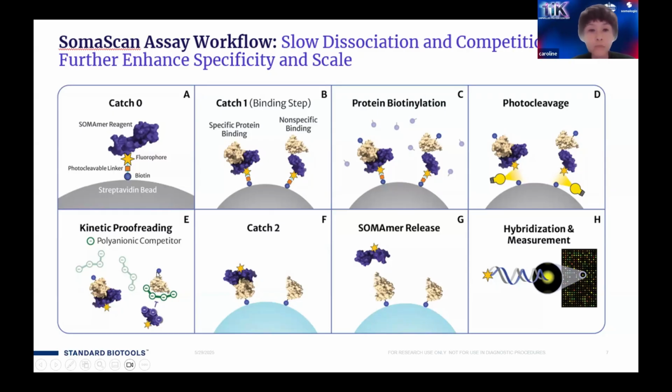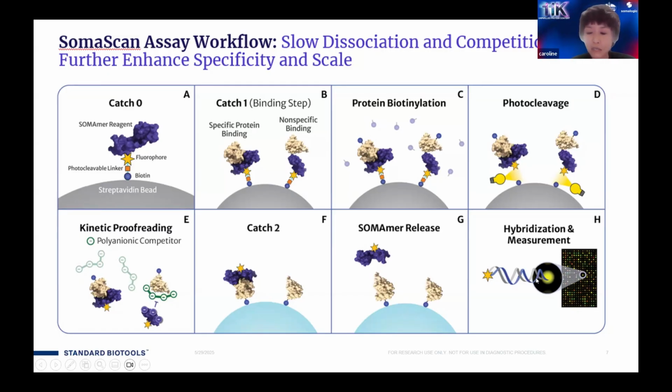and they get washed off during the workflow. So at the end of the assay, what we are interested in is the fluorescence-tagged SomaMer reagent, as shown in image G. We will release these fluorescent SomaMer reagents from the protein complex using a high salt elution buffer. We then collect this fluorescence-tagged SomaMer reagent and hybridize it onto the agilent microarray readout platform, which consists of the complementary sequence to the SomaMer reagent.